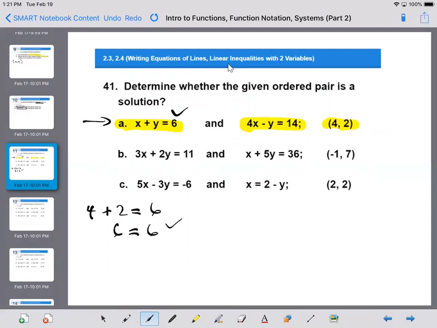Let's try the other one. 4 times 4 minus 2 equals 14. 4 times 4 is 16, 16 minus 2 is 14, 14 equals 14.